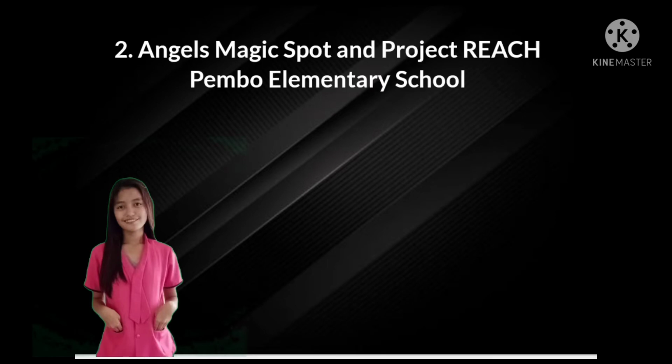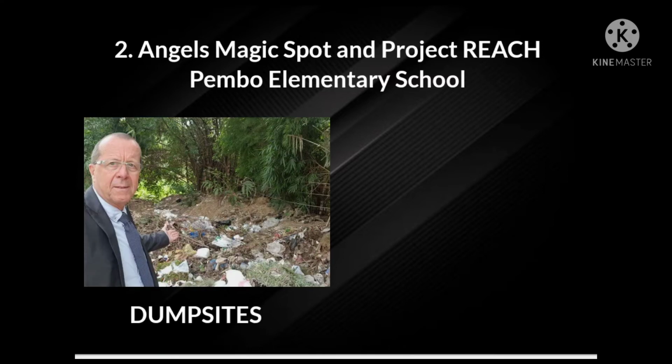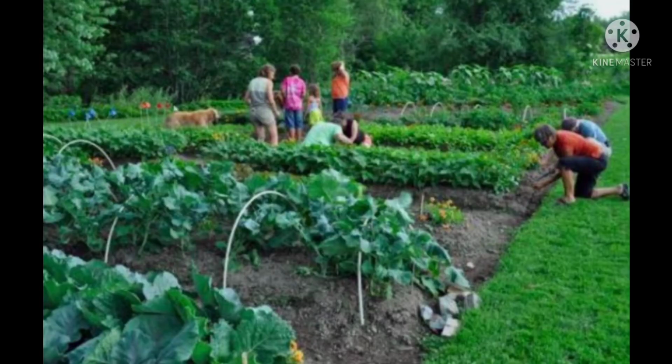The second one is the Angel's Magic Spot, wherein they turn the small dump sites or the empty lots in the barangay into vegetable gardens from which members of the barangay could harvest for home supply, the school for their feeding program, or sold them for cash for the purchase of seedlings and planting of more vegetables. So, in this case, it is not only the school that benefits from the vegetable garden, because aside from using it for their feeding program or selling it for the purchase of seedlings and planting of more vegetables, our community also benefits, because the barangay could harvest for home supply.